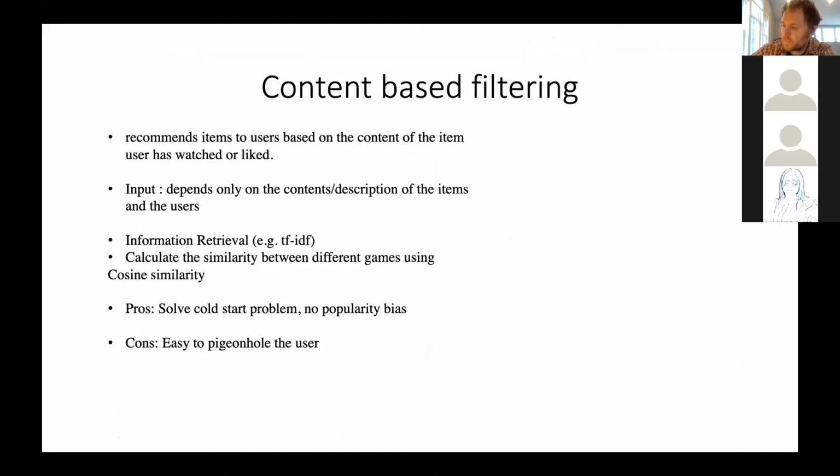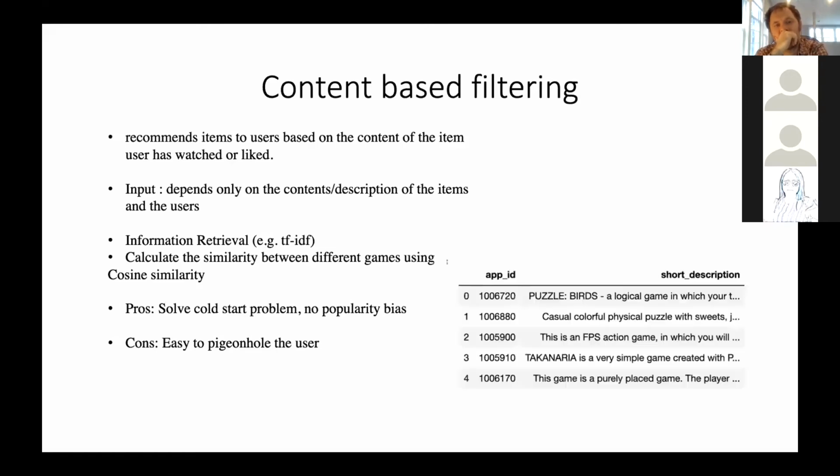So to overcome the difficulties of item-based filtering, we propose another method called content-based filtering. This technique recommends items to users based on the content of the items a user has watched or liked. For example, if I like to play games related to birds, the recommender will recommend me those games. The input we are using is the short description here, so it just depends on the content of the description.